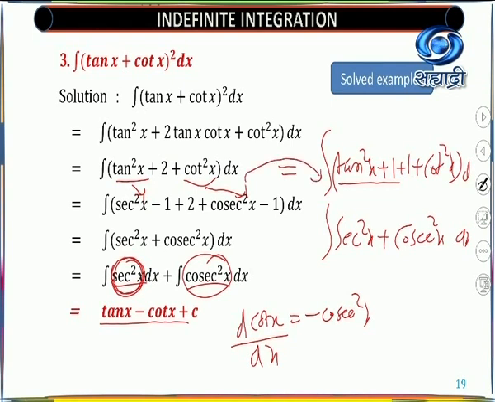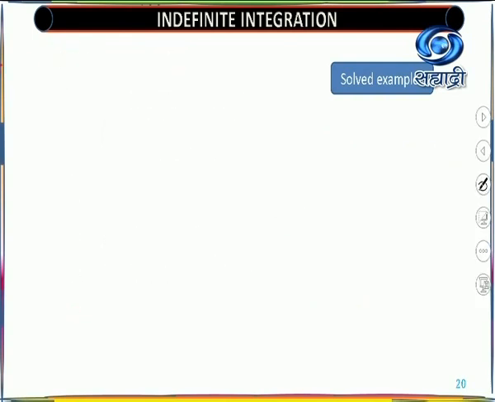Either you start with this function or this substitution, or you substitute here. You will get the same function which is sec square x plus cosec square x, and you will get the same answer over here.